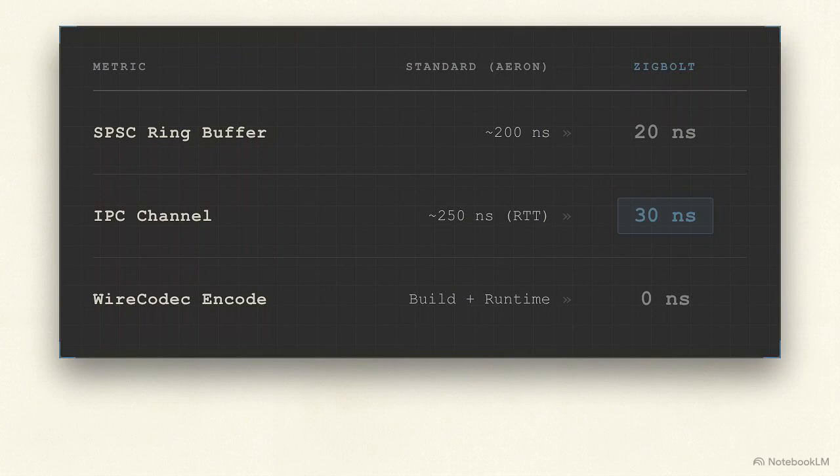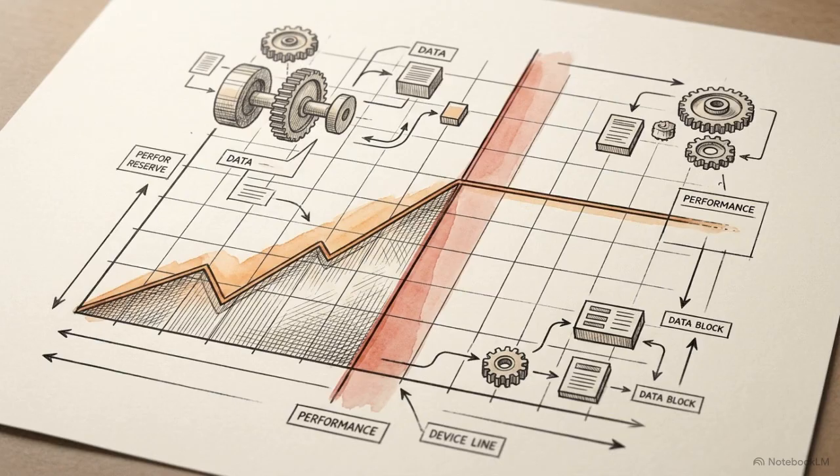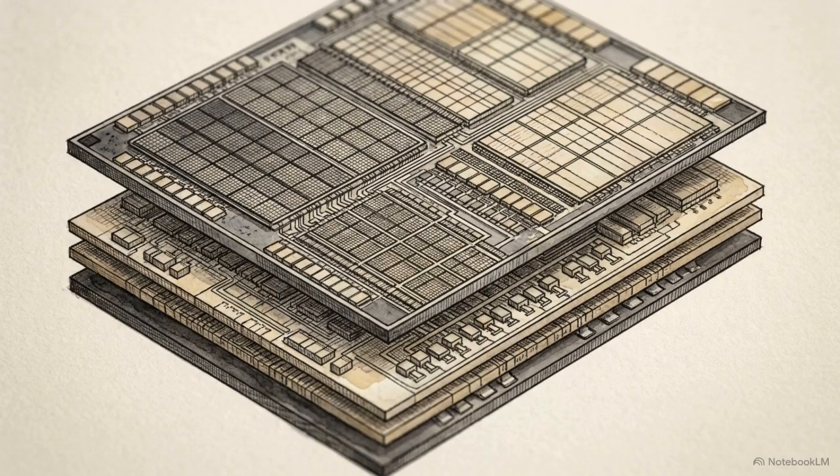The results show a one-way IPC latency of 30 nanoseconds, an SPSC latency of 20 nanoseconds, and an encoding time of 0 nanoseconds. These results are based on 10 million iterations executed on Apple Silicon, representing physically validated benchmarks rather than theoretical limits. Standard code optimization hits a structural wall at the 250 nanosecond mark. Moving past it requires bypassing legacy runtimes and managing data at the hardware level.